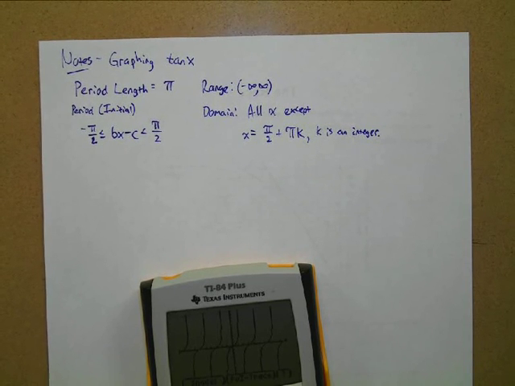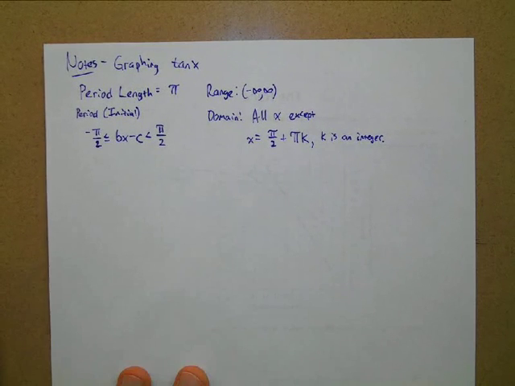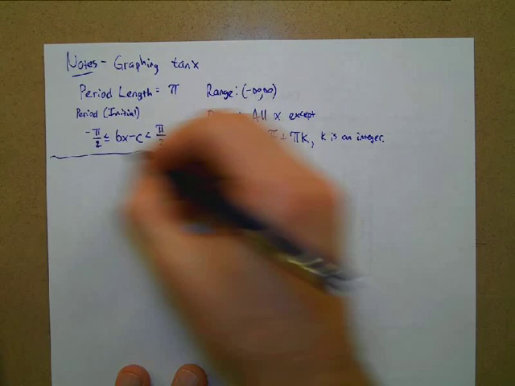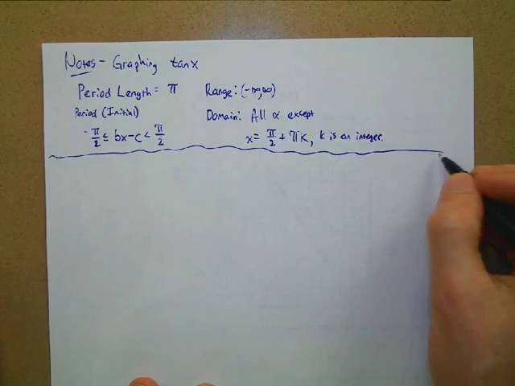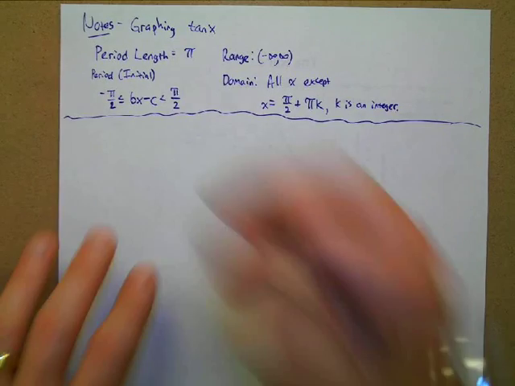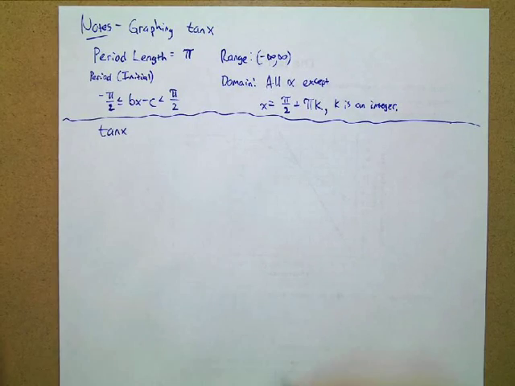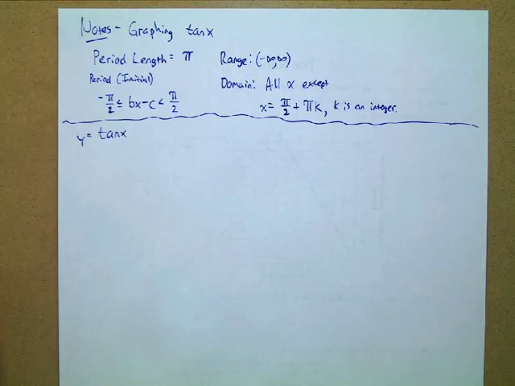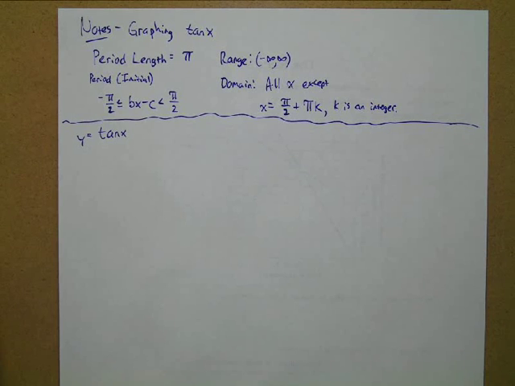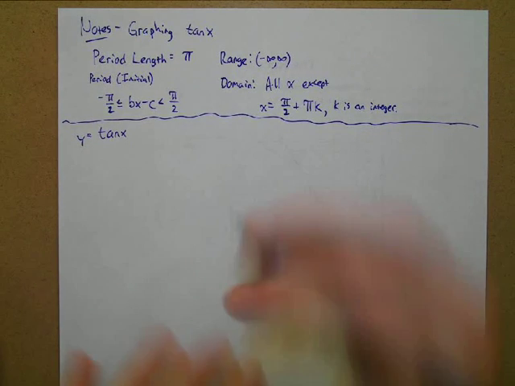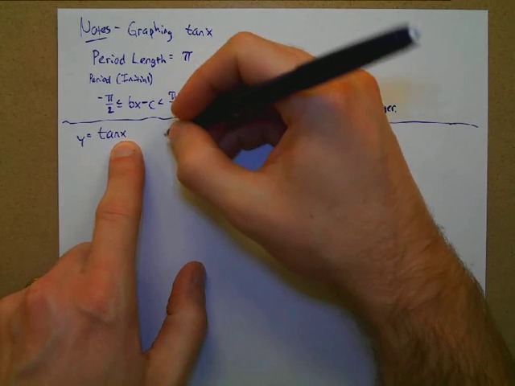Now let's actually get into how we're going to graph this thing, right? So let's go ahead and just do tangent, like the normal tangent function. So normal tangent function, right? There's no shift here, so we'll just start with negative pi over 2 is less than or equal to x is less than pi over 2. So that's going to be our period.